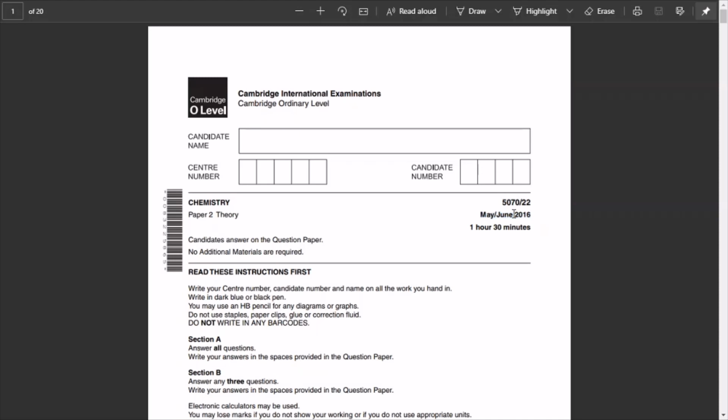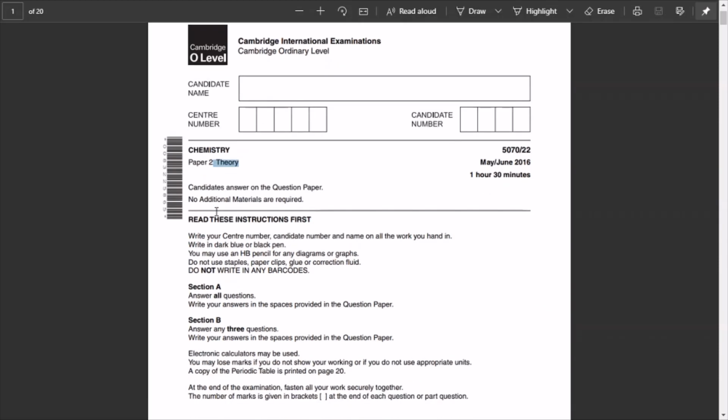This is going to be full of a lot of explanation, tips, and how to solve your paper and how to nail your CIE examinations of chemistry. So without any further ado, let's begin the theory paper.